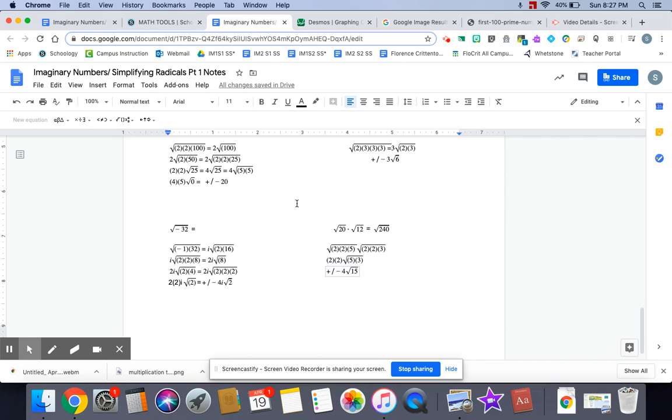So positive 4 root 15 and negative 4 root 15 is the same thing as the square root of 20 times the square root of 12. And that is how you simplify radicals. And if one of these were negative, there would just be an i on it. And that is how imaginary numbers come into play with this.